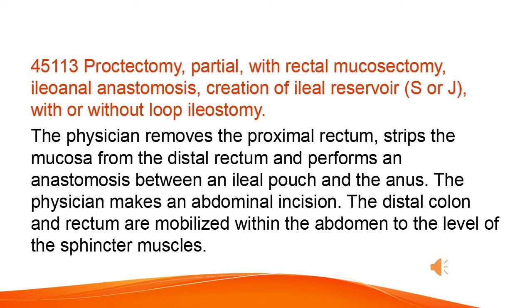Proctectomy, partial, with rectal mucosectomy, ileoanal anastomosis, creation of ileal reservoir, S or J, with or without loop ileostomy. The physician removes the proximal rectum, strips the mucosa from the distal rectum and performs an anastomosis between an ileal pouch and the anus. The physician makes an abdominal incision. The distal colon and rectum are mobilized within the abdomen to the level of the sphincter muscles.